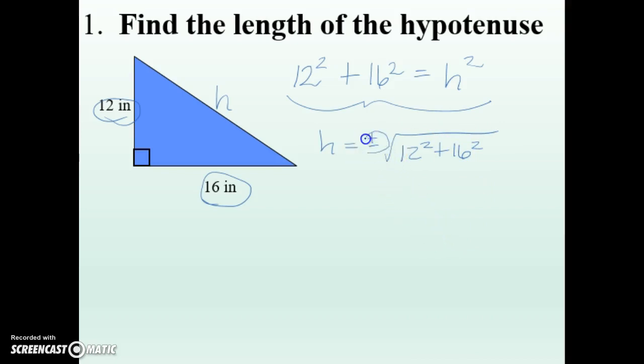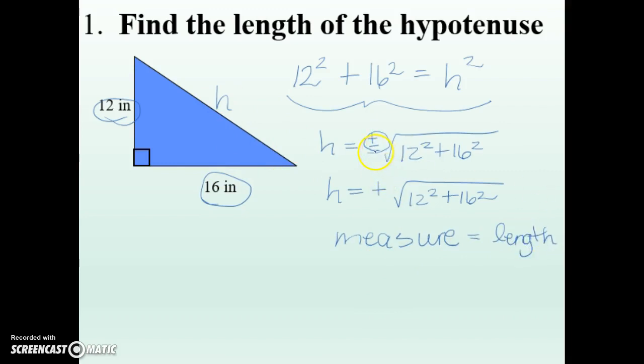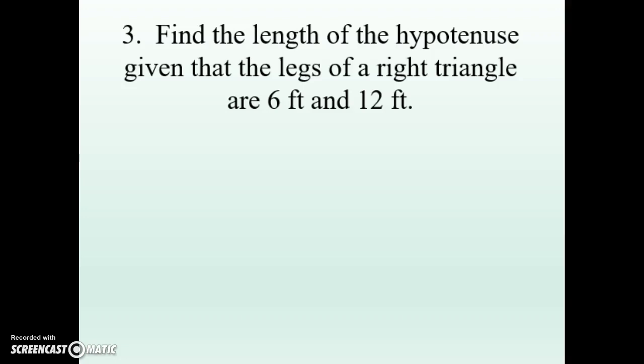The one thing that I want to point out is that this is always going to be the positive square root of that sum, because the Pythagorean theorem, by definition, is finding a measure. It's finding a length of one side of that right triangle. And measure, or length, is always positive. So even though mathematically we would have to worry about plus or minus, in this context, we don't have to worry about it.